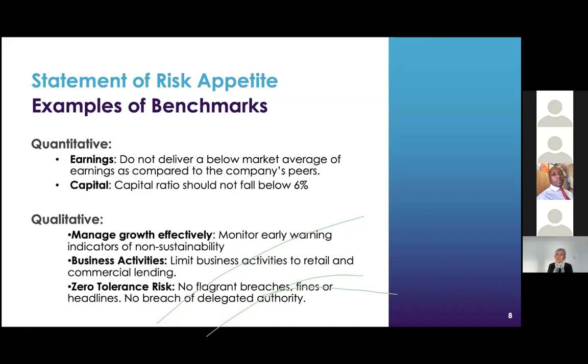At the end of the day, a board is supposed to be overseeing and governing the institution fully. So that is why it's recommended, management can work with the board, but really it's the board that should be setting the risk appetite.